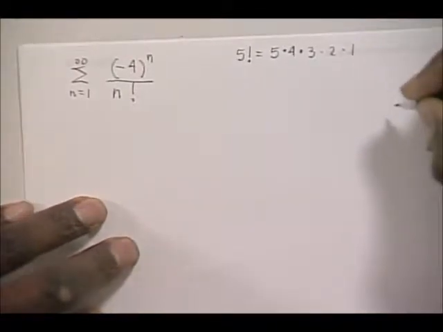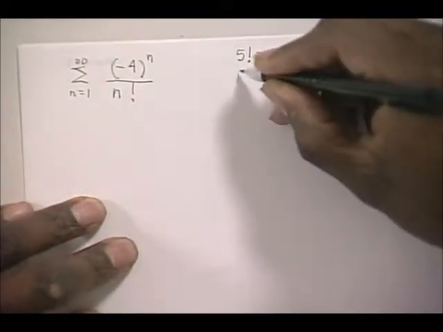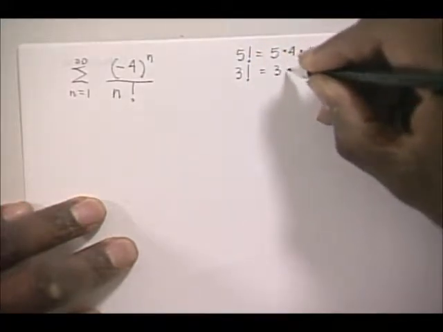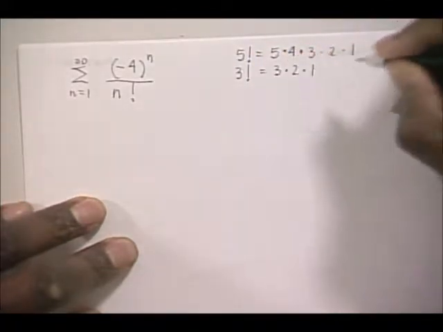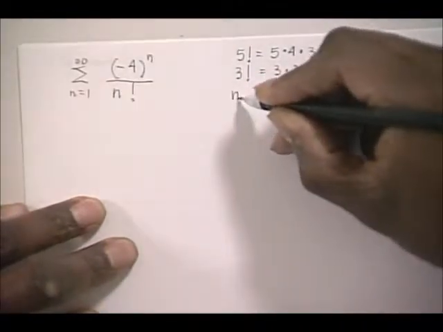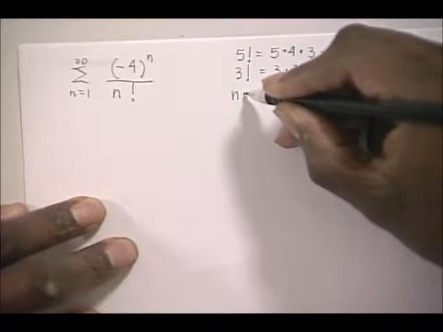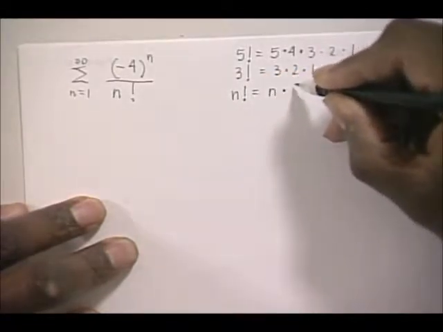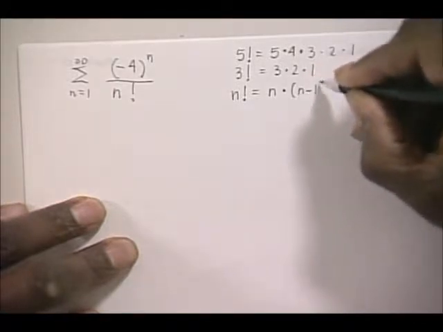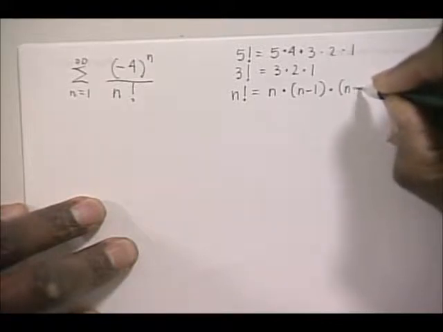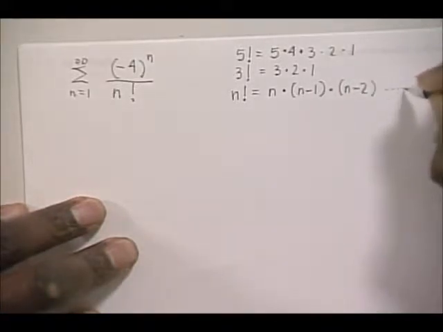That's what 5 factorial means. 3 factorial would mean taking the initial number 3, multiplying that by 2 and 1, and that's 3 factorial. So n factorial would mean taking n, multiplying that by n minus 1, multiplying that by n minus 2, and you go on and on and on.